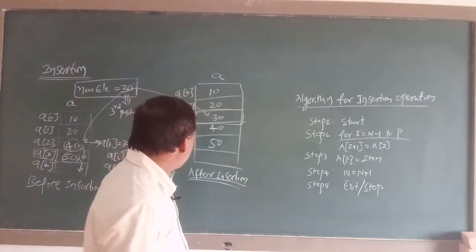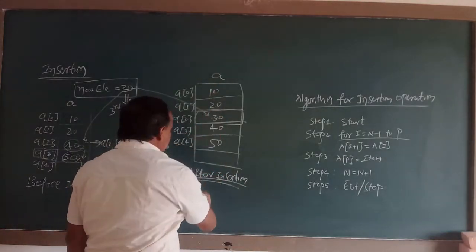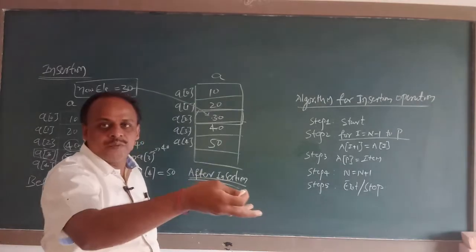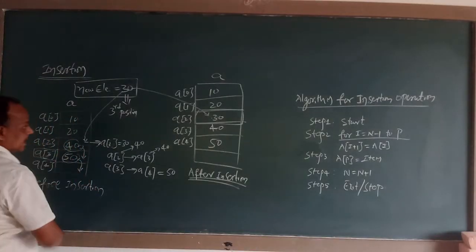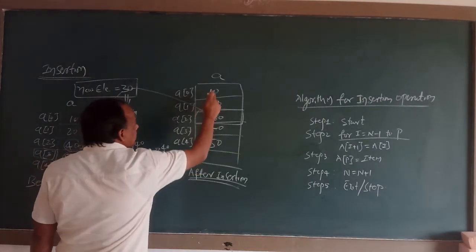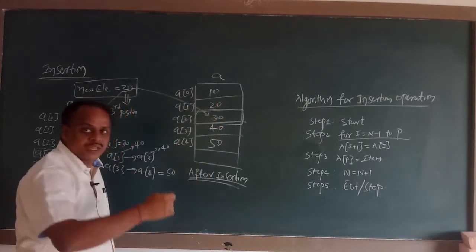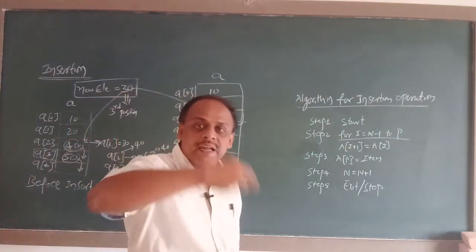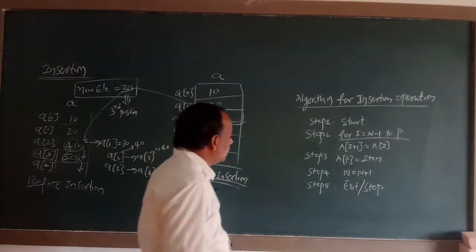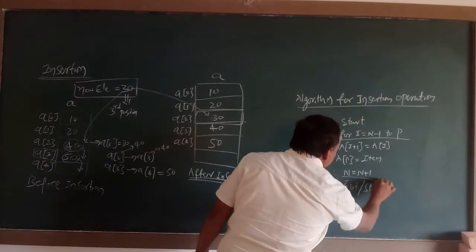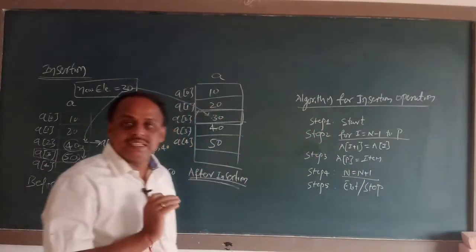So after insertion the array size is incremented, obviously, right? See here, before insertion 1 2 3 4 is the array size. Now after insertion 1 2 3 4 5 is the array size. It means after adding an element, the array size is going to be increased like this. That's why in step 4, n equal to n plus 1 is taken.